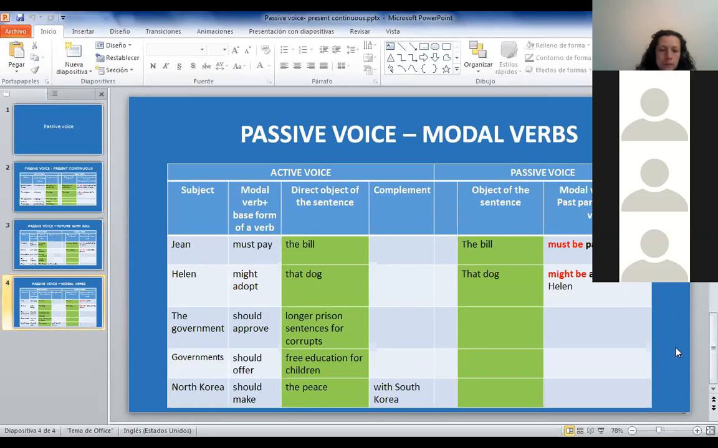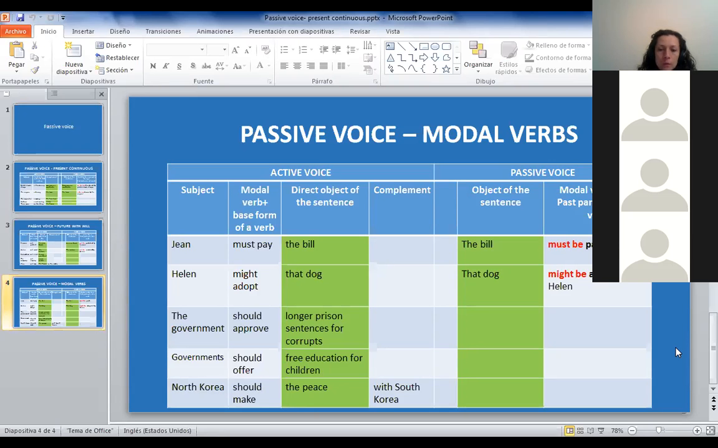So we have John must pay the bill. As usual, we need to put first the object of the sentence, and then we use the modal verb, that in this case is must. We use the verb to be, and then we use the past participle of the second verb. So the bill must be paid. And we don't say who has to do that. Then we have Helen might adopt that dog. And then we have that dog might be adopted by Helen.